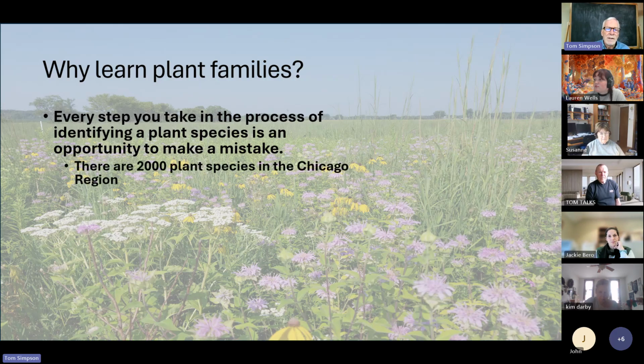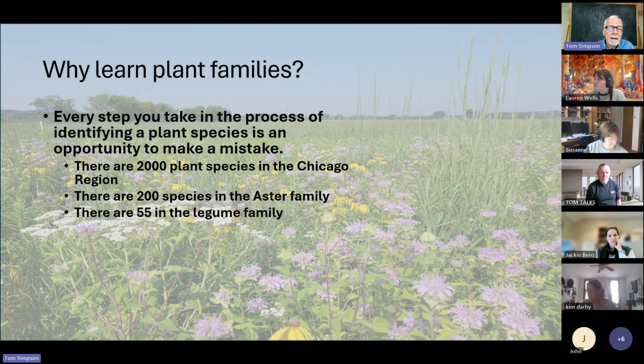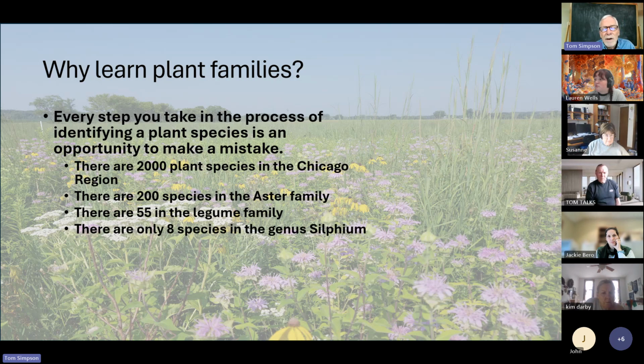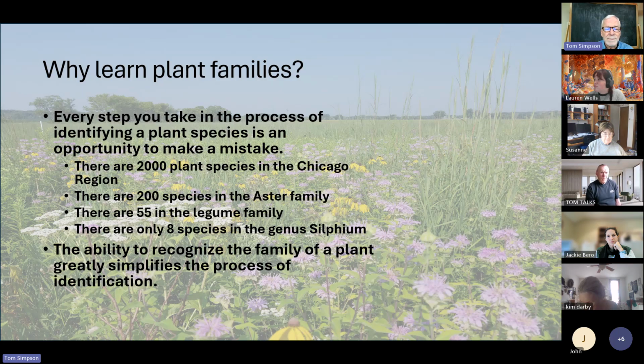And with 2,000 plants in the Chicago region, you might have to go through a lot of steps to get there. There are only 200, or one-tenth as many, species in the aster family, a fourth of that in the legume family, and only eight species in the genus Silphium. So if I can recognize these groups, then taking it to that next level becomes a much simpler task. I go right to a book on silphiums or the key to silphium or the key to asters, and I don't have to go through the first 10 steps in the key to get my answer.